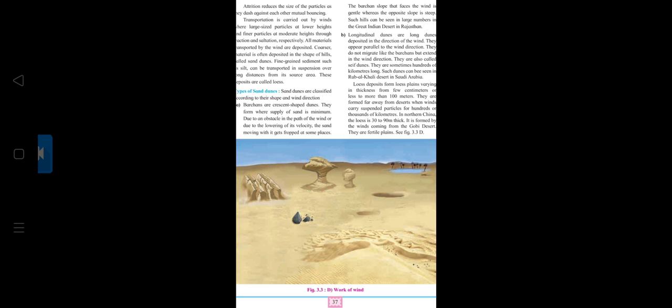Transportation is carried out by winds, where large particles are at lower heights and finer particles at moderate heights, not at greater heights, through traction and saltation. Now again I repeat, what do you mean by traction and saltation? Traction and saltation are processes of transportation. In traction, the material is transported by rolling, pushing, and dragging along the surface.